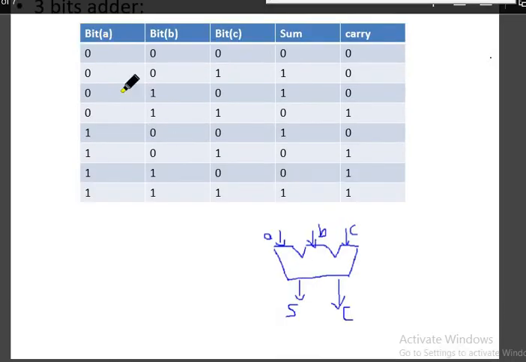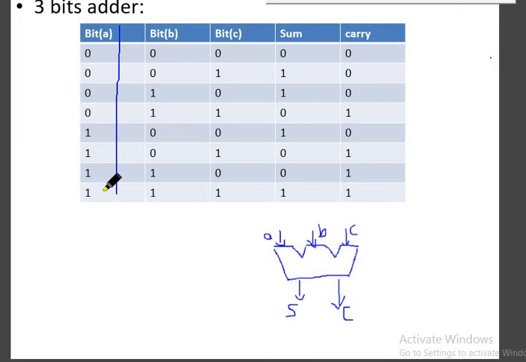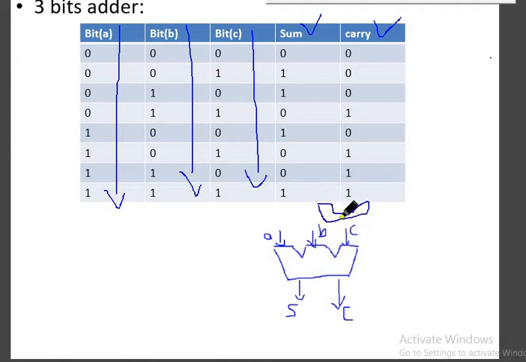Now the fields we have in the 3 bits adder are 3 pieces of information: A information, B information, and C information. The outputs remain the same: one is sum and another is carry. Here we will show 3 inputs, so you can put an imaginary diagram like this. This is the carry. If we elaborate, this is how we will get it.